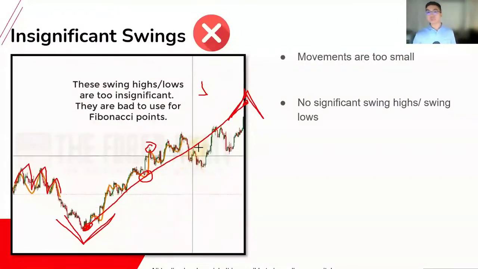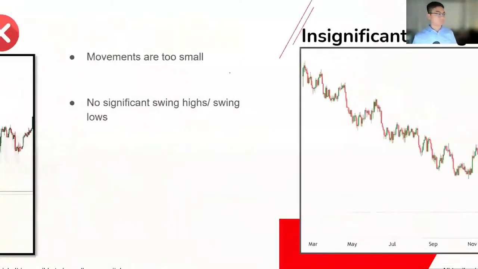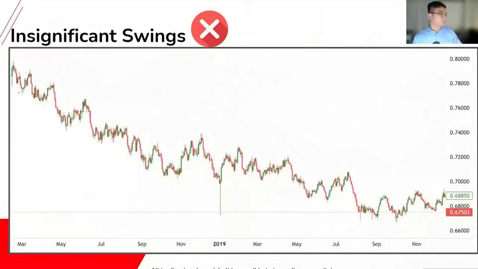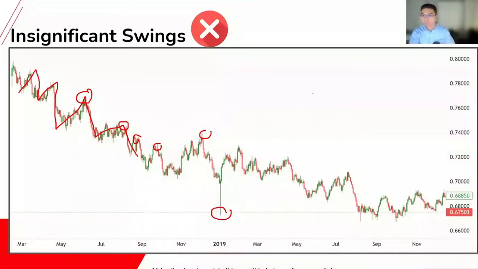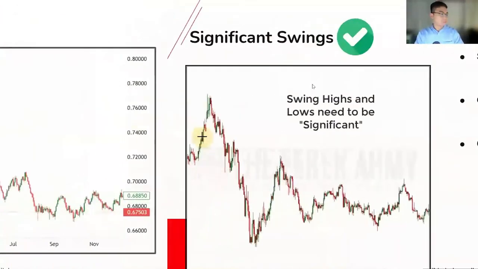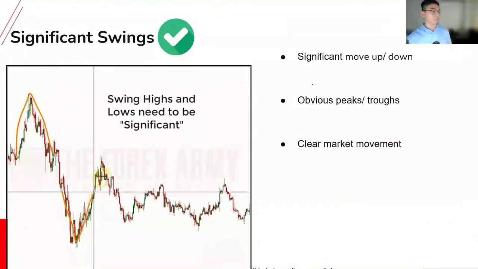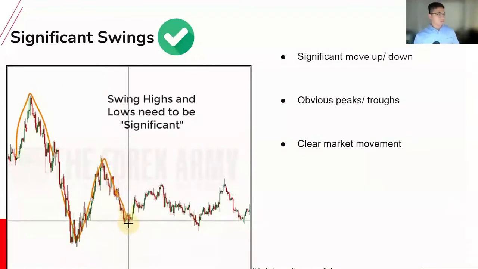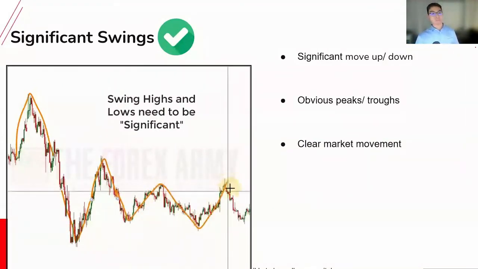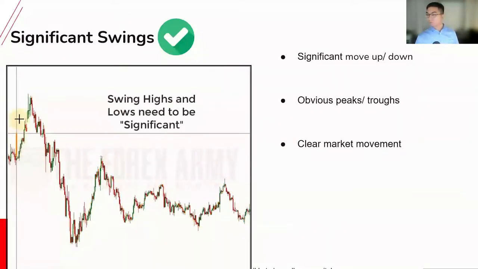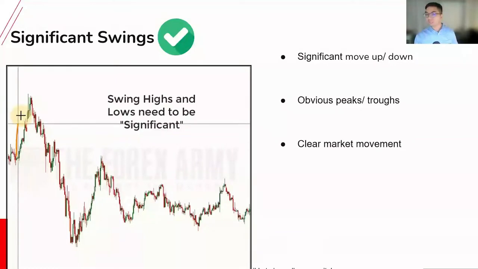If you want, I can show an example on the chart. Okay, insignificant swing I showed you already. This is too insignificant. All these kinds of swings right here are too insignificant to even draw out. Okay, this is a very nice significant swing move right there. Can you see? From a swing high drawing towards a swing low. It's a significant move up with obvious clear market movements.